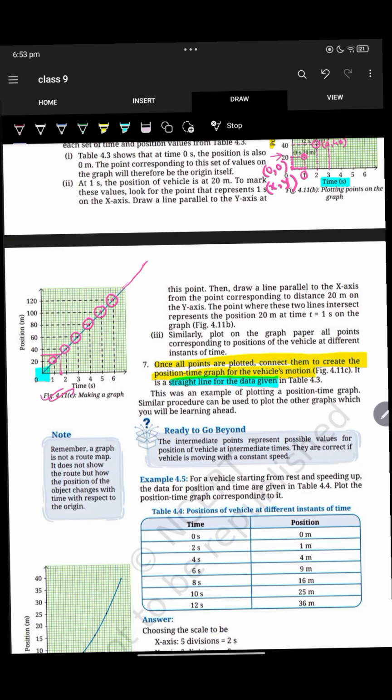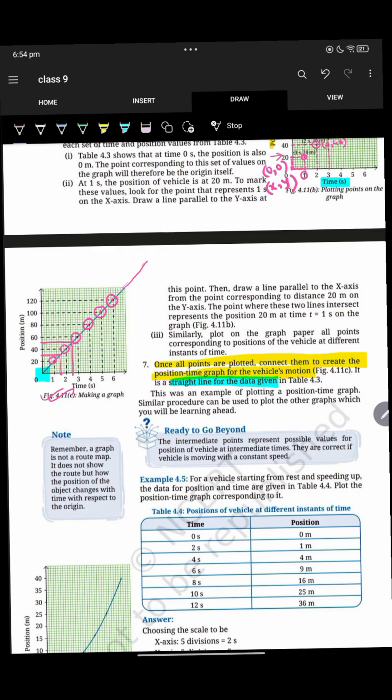For 2.5, this is a point which is 2.5. And for this, I should get something which is 50 meter. It should be like this. So the intermediate points also show the possibility of the plot. That means at 1.5 second, from the nature of the plot, it should cover 30 meter. At 2.5 second, it should cover 50 meter.